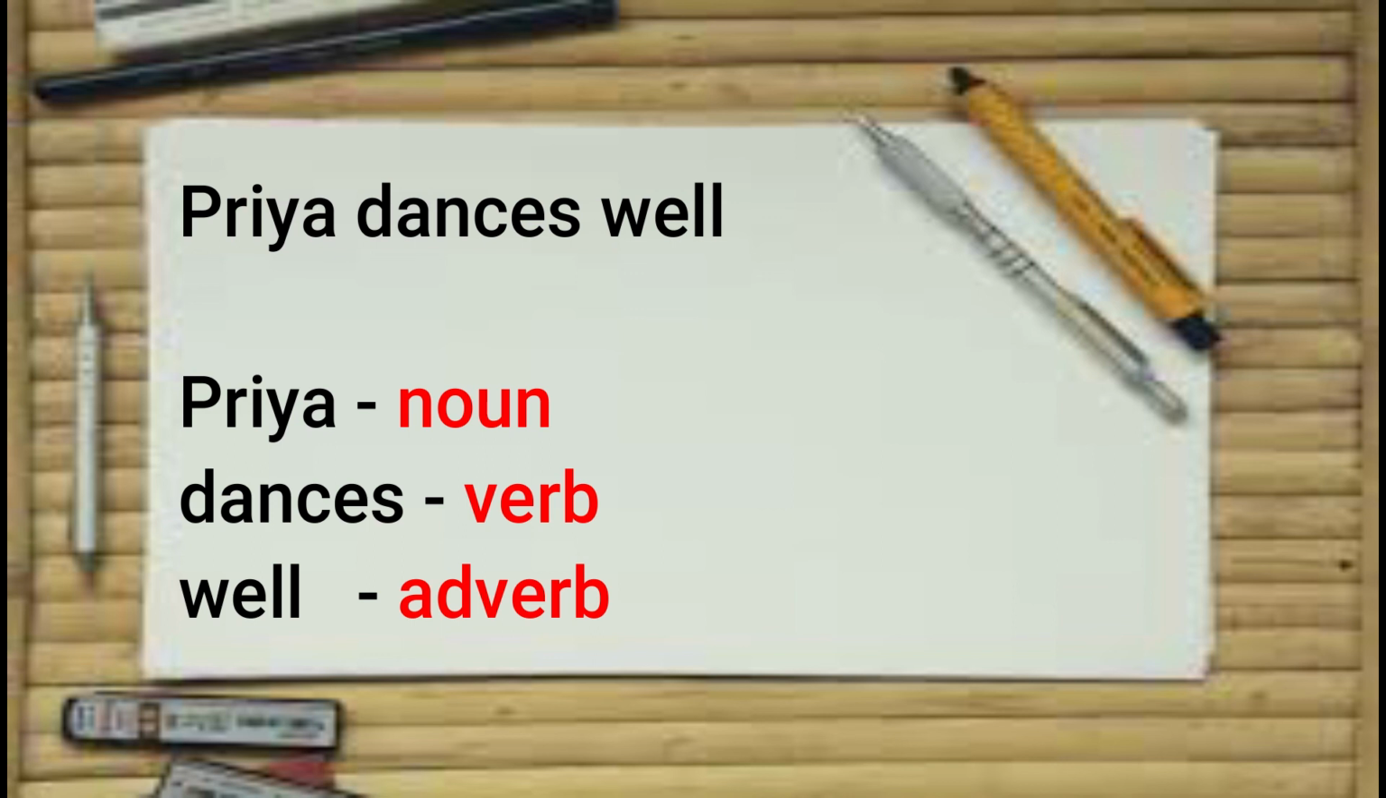Now, coming to the last word, that is well, it denotes how the verb or how the action, that is dance, was done. It was done well. So, the word well is an adverb.